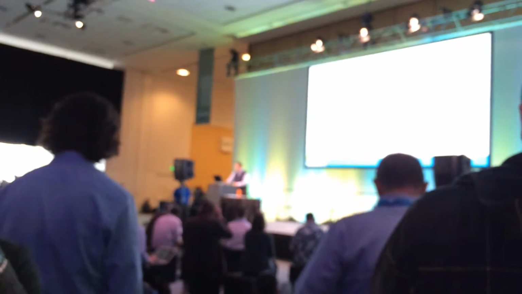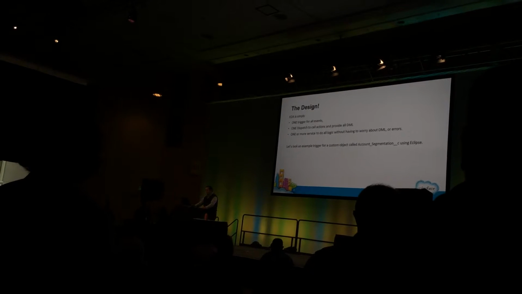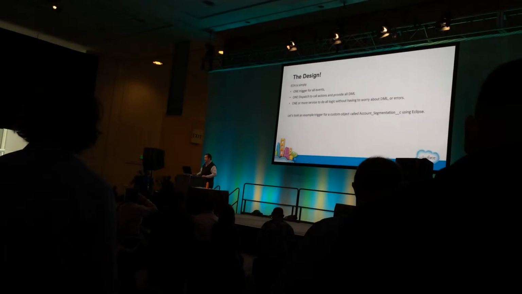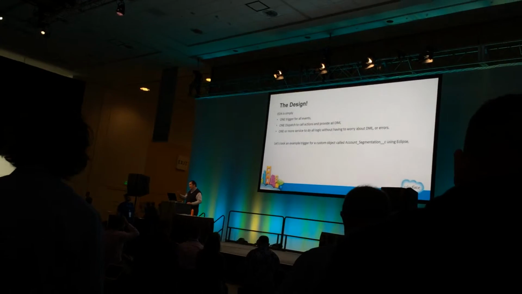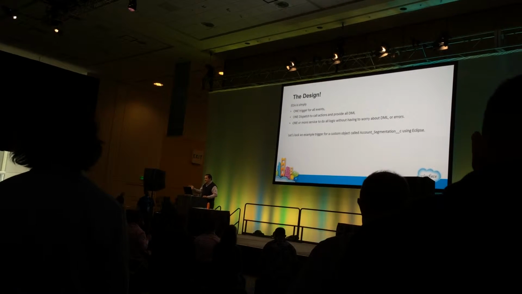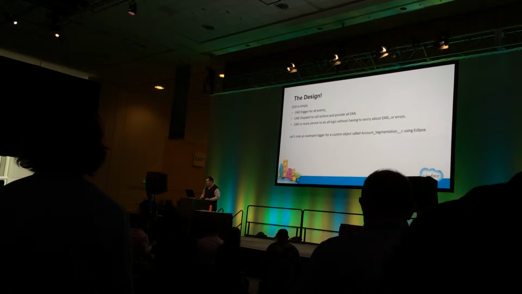That is how we do that. Here in Salesforce, it's simply one trigger for an event, one dispatch to call actions and provide DML, and then one or more services to do the logic without having to worry about those DML errors. So again, we modularize it, let each thing do what it does, and let it do it well. All it's got to do is communicate itself back upstream.